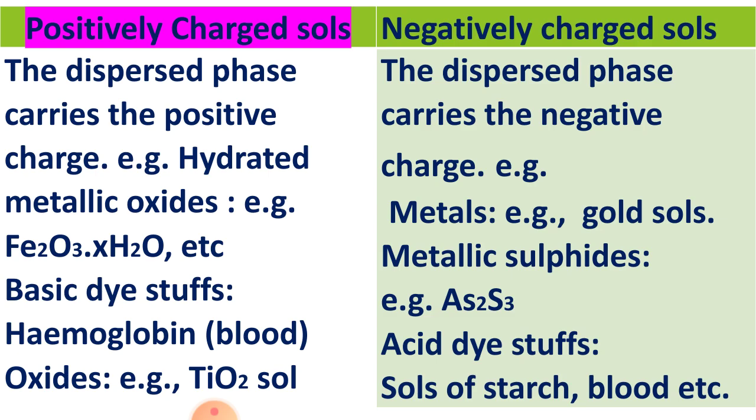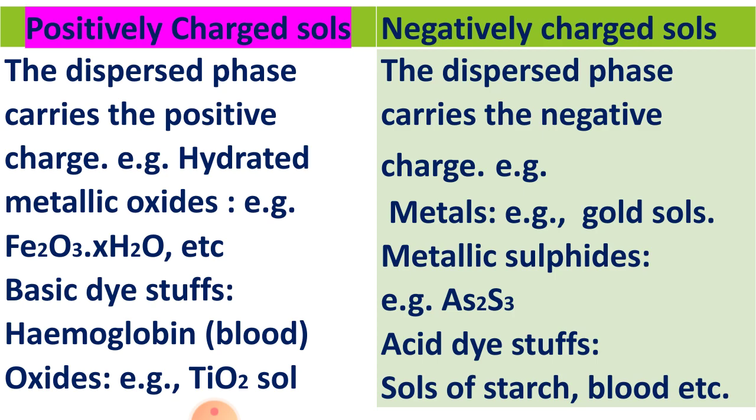Then basic dyes. These may be methylene blue solution, then hemoglobin in the blood. So look here, the blood as a whole is negatively charged, but hemoglobin, the product of globin protein and heme iron, is basically a positively charged sol. Then oxides are also examples of positively charged sols. Their common examples are TiO2 sol and zirconium oxide sol. So these basically belong to the positively charged sols.